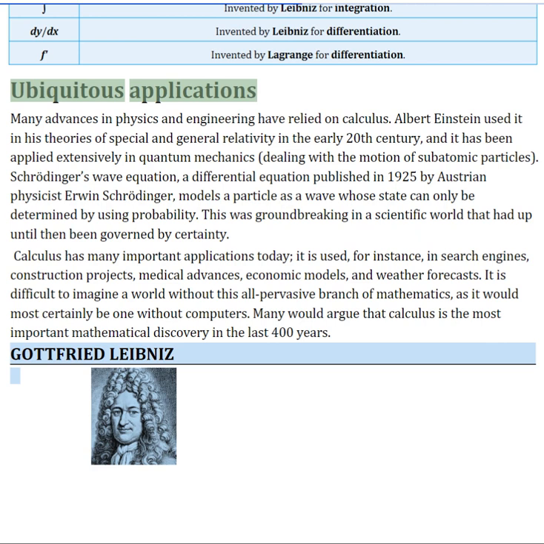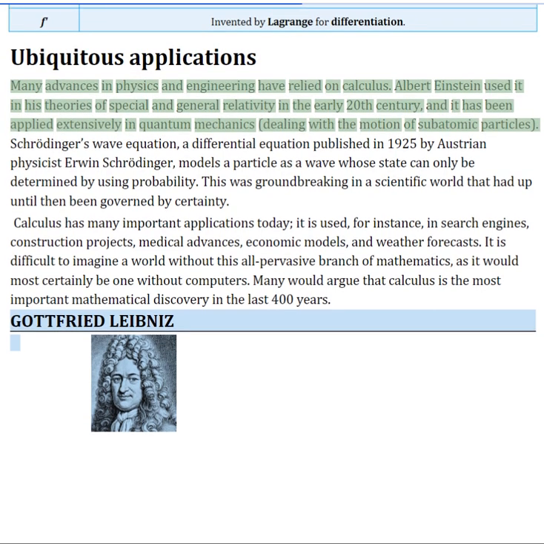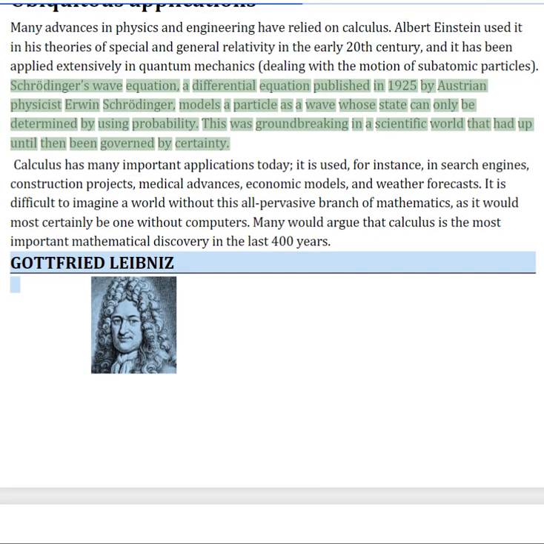Ubiquitous applications. Many advances in physics and engineering have relied on calculus. Albert Einstein used it in his theories of special and general relativity in the early 20th century, and it has been applied extensively in quantum mechanics. Schrödinger's wave equation, a differential equation published in 1925 by Austrian physicist Erwin Schrödinger, models a particle as a wave whose state can only be determined by using probability. This was groundbreaking in a scientific world that had up until then been governed by certainty.